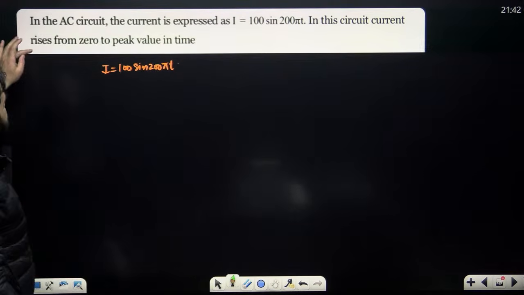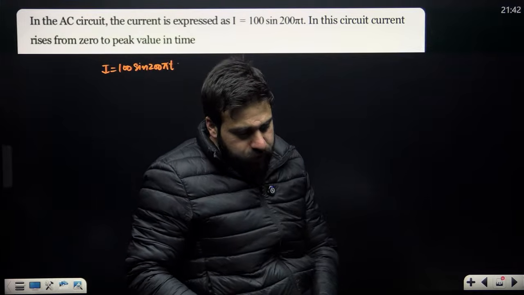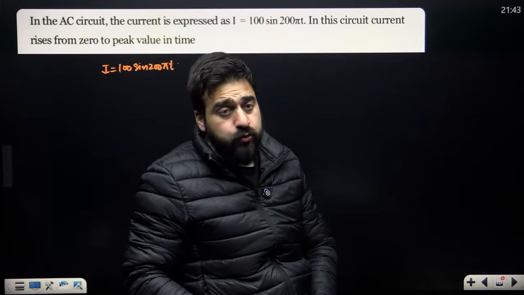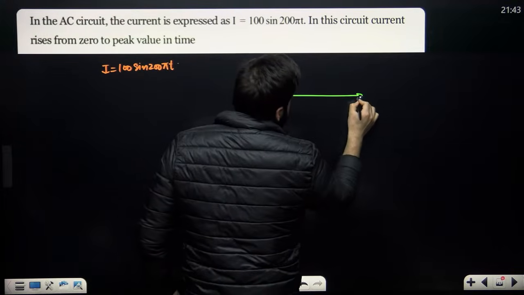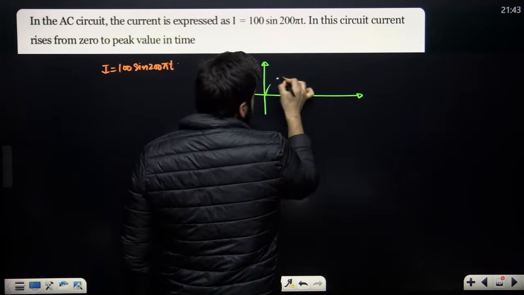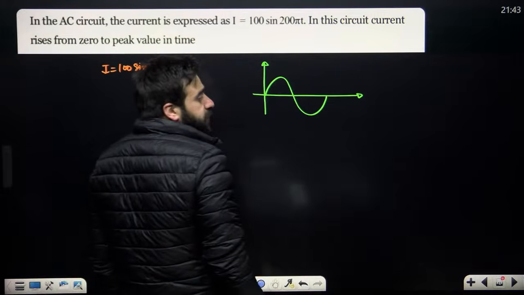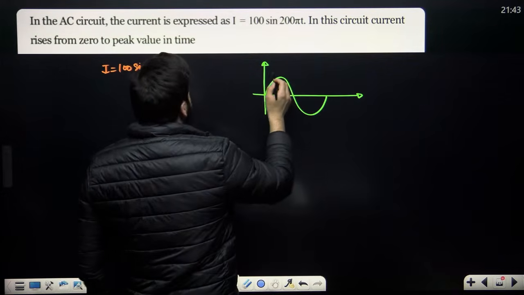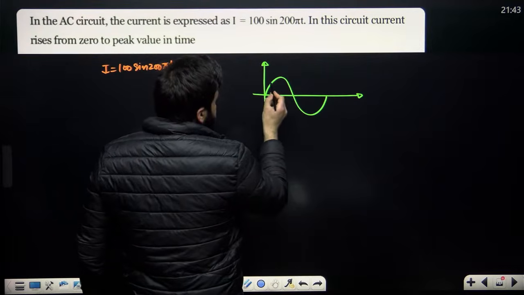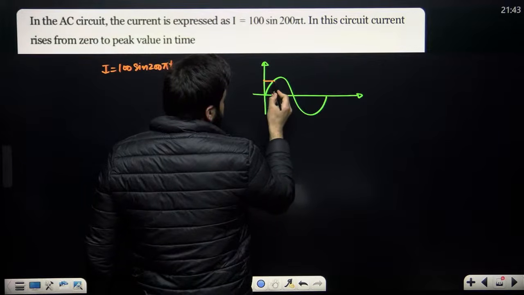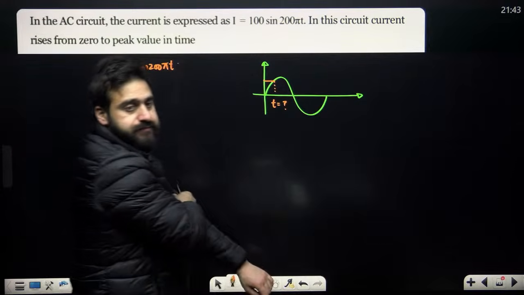In this circuit, current rises from 0 to peak value in time. You have to tell me current will rise from 0 to peak value in how much time? See, if this is the alternating current, my dear NEET aspirants, I can make its graph something like this. Let's suppose the peak value is 100, somewhere around over here. How much will be the time in which it will become 100?